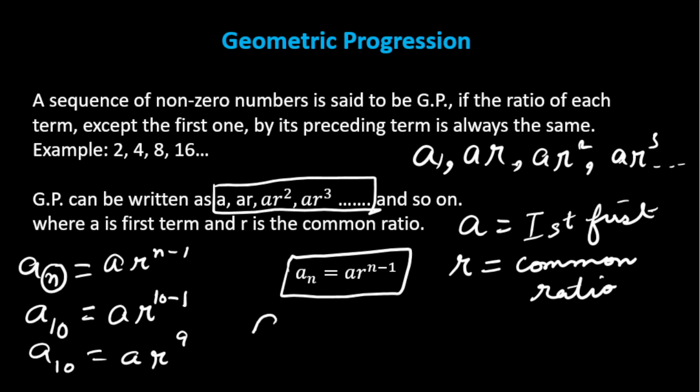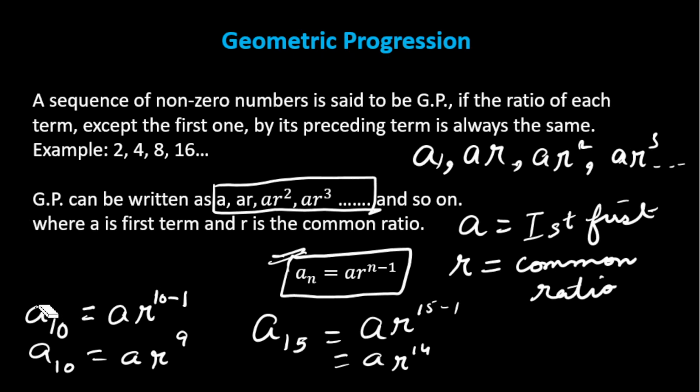So in the same way, if I have to write the formula of the 15th term, we can replace this n with 15 now, and the formula will become A R to the power 15 minus 1. So directly we can write A R to the power 14. This is how we can write the formula of any term. This is the general formula for the general term or nth term. I hope this is clear. This is the first formula.